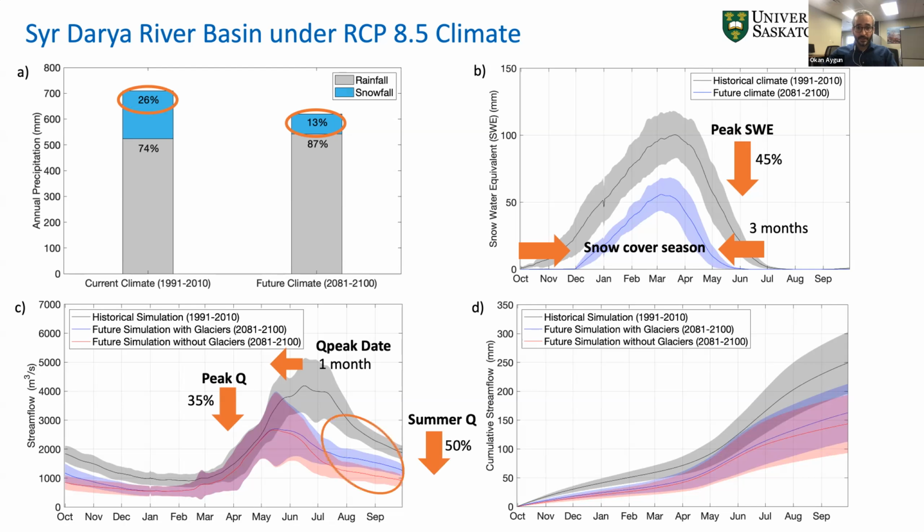And the projected decline in snow accumulation and glacier loss can cause a decline in summer flow by 50%, which is critical for the irrigation in the region. And as shown in the figure, the annual flow is projected to decrease by 45% for the future period compared to the recent period.